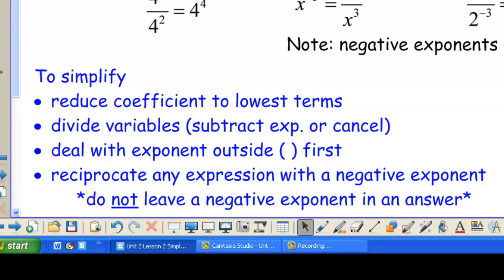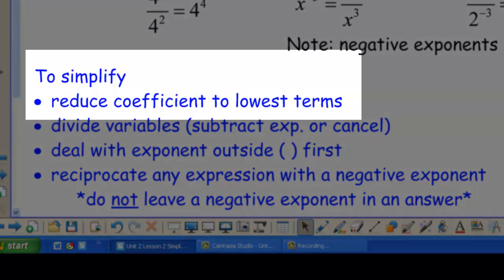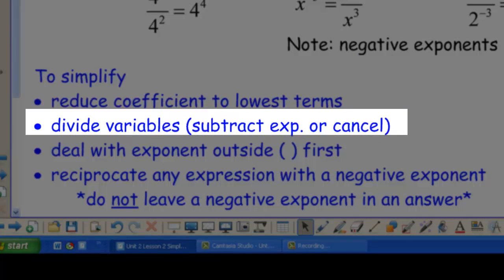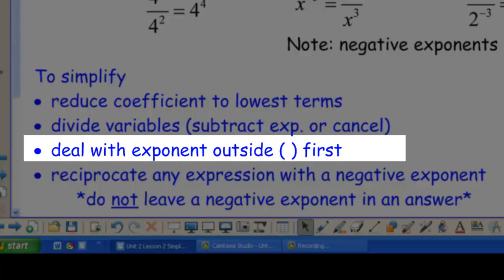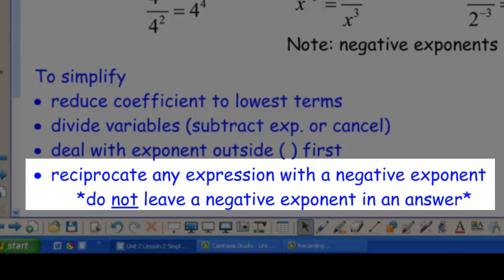So when you simplify using division laws, you want to reduce any coefficient to lowest terms. You want to divide variables by subtracting the exponent, or some of you might refer to it as canceling. You always deal with the exponent on the outside of parentheses first. And do not forget to reciprocate any expression with a negative exponent. Do not leave a negative exponent in any answer.